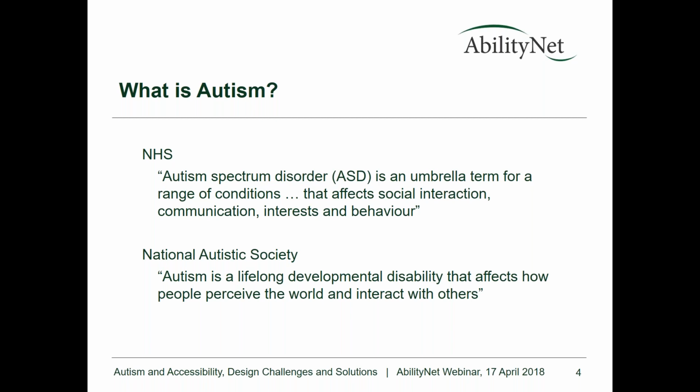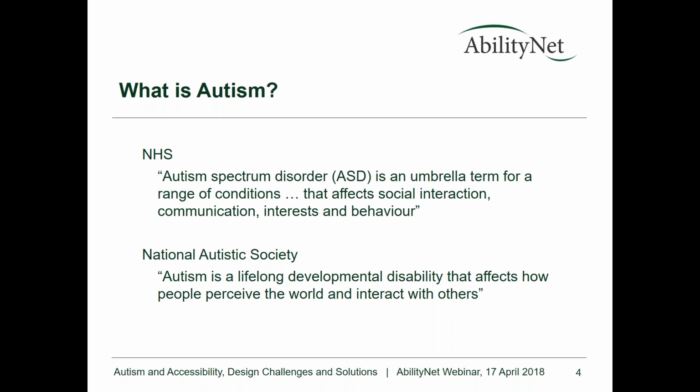The National Autistic Society, which is the UK charity for autism, talks about it being a lifelong developmental disability that affects how people perceive the world and interact with others. So we now have two definitions, although we don't necessarily get a strong sense of what autism is. We might say I've heard of it a lot, but even with these definitions, we're told it affects social interaction, it affects how we perceive the world, but what exactly are we talking about?